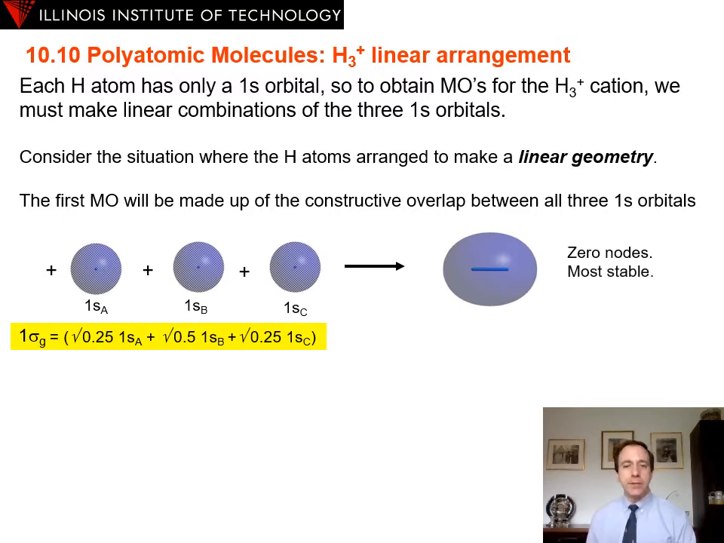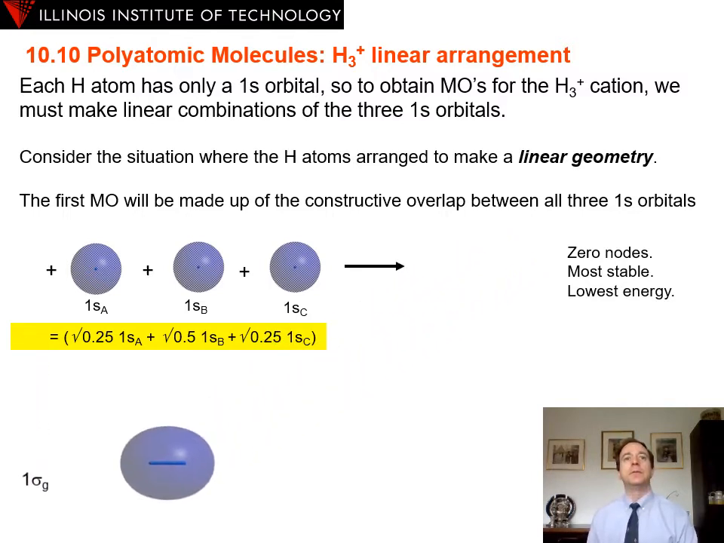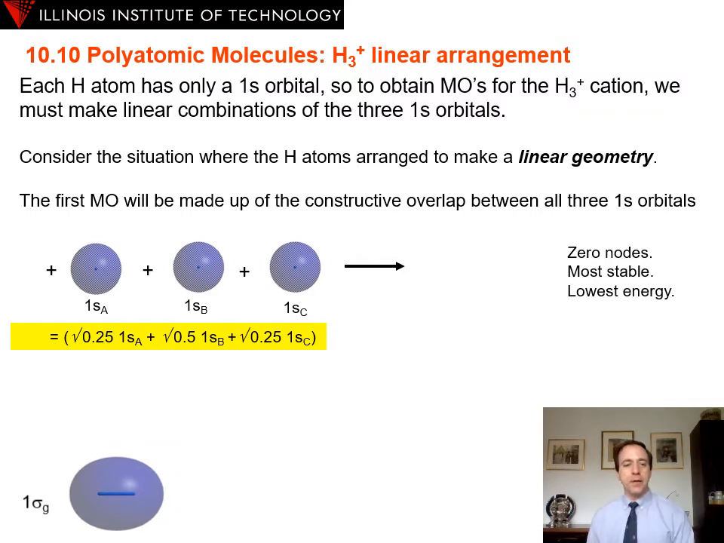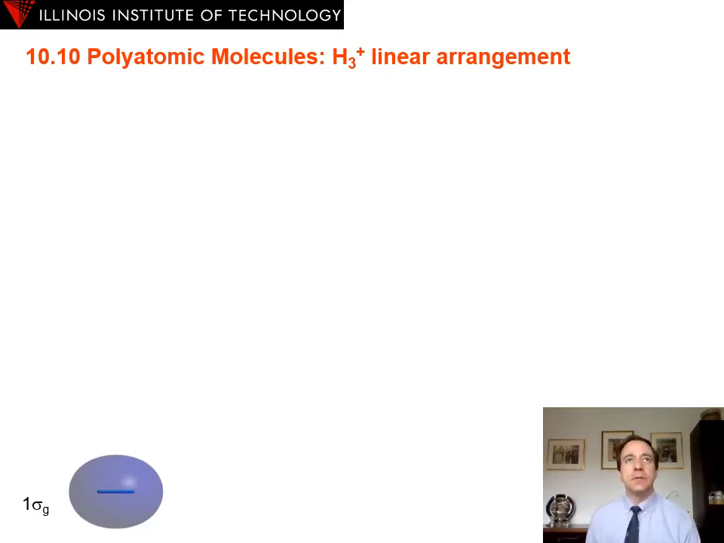It's going to be the most stable because it has no nodes, and most stable basically just means that it's the lowest in energy. So that's our first orbital, our bonding orbital, and we will put that down there. That is our 1 sigma g orbital. Okay, so now let's look at the next orbital.